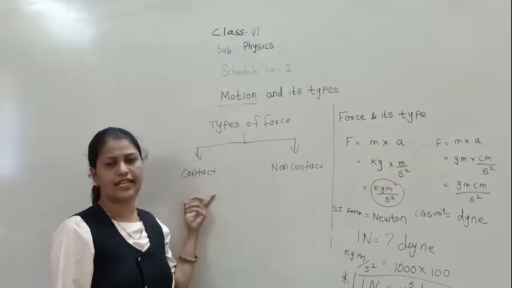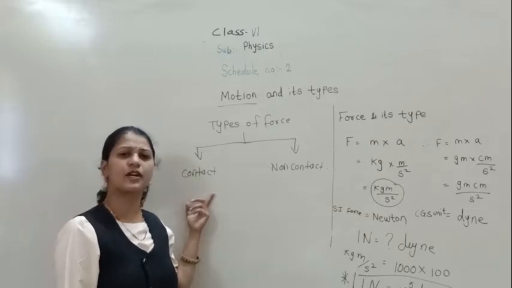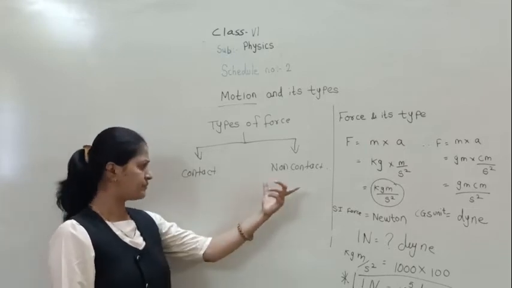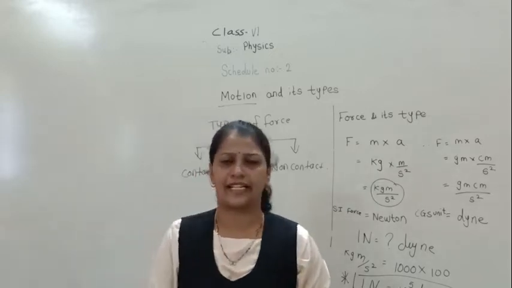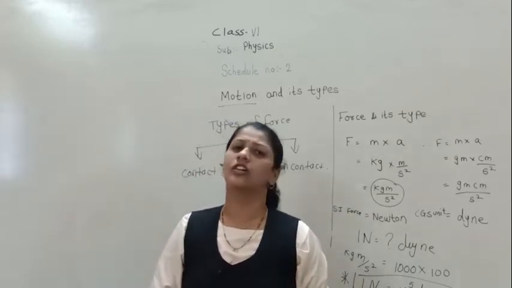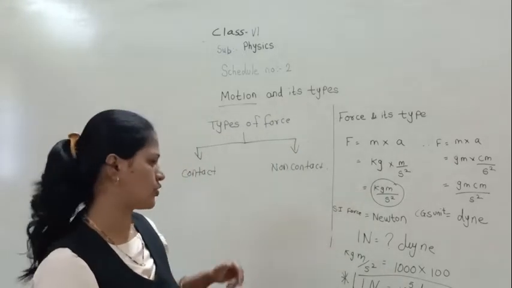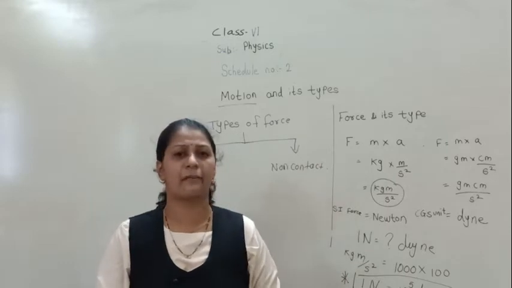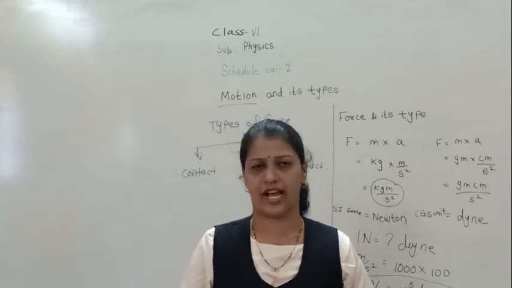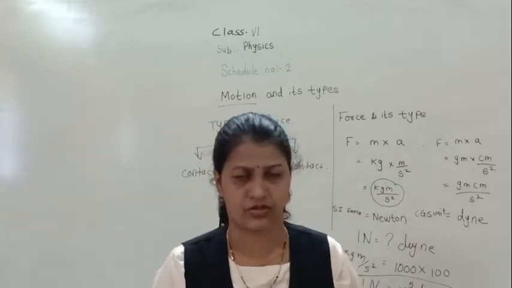There are two main types of contact force: muscular and frictional force. Non-contact forces are gravitational, electrostatic, and magnetic. These are the non-contact forces. So muscular force means what? The force applied by our muscles. Such a force is called a muscular force.